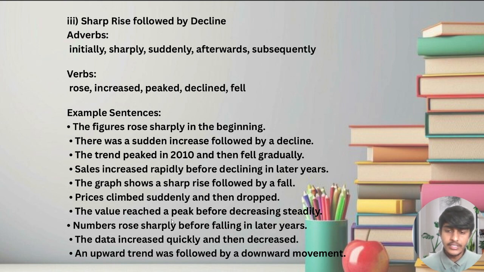Number 7: the value reached a peak before declining steadily. This sentence shows a controlled decline after the peak. And number 8: the number rose sharply before falling in later years. So this sentence shows contrast between early and later periods.